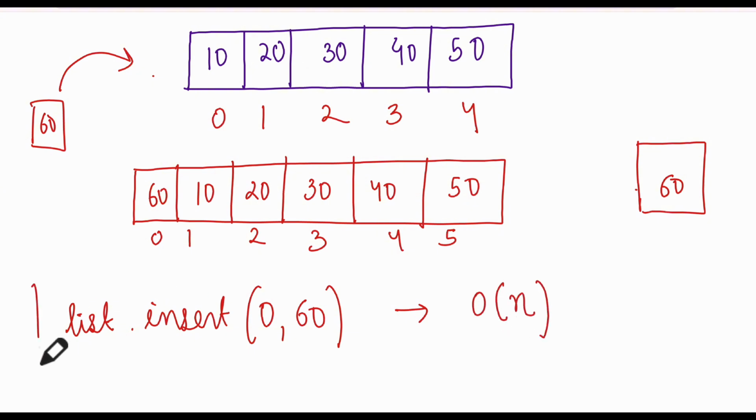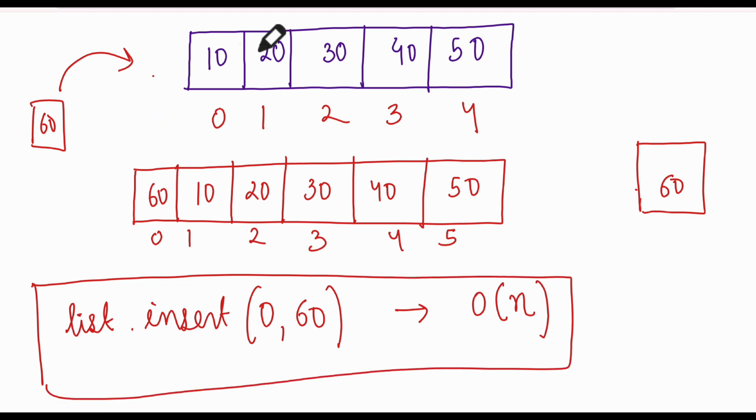This is very important to keep in mind: inserting an element at the end is O(1), but if I'm adding anything at the start, it is O(n), because I have to reorder and reshuffle all the indexes.